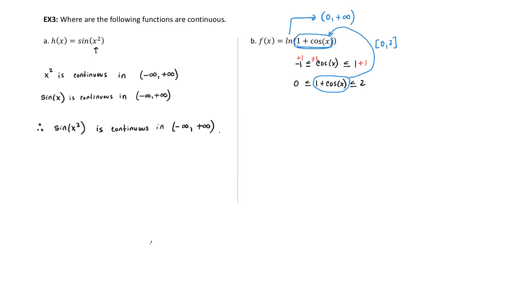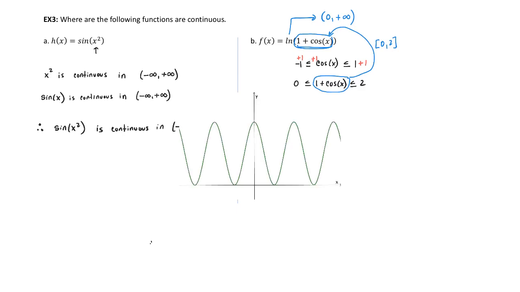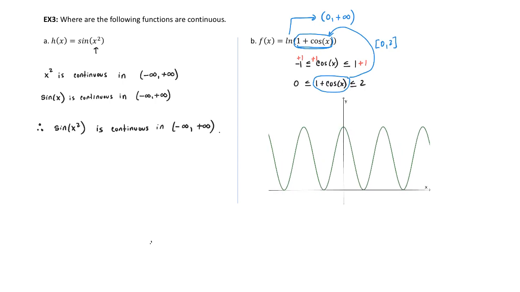Ln is not going to be happy with 0. And the thing is that 0 will happen at infinitely many x values. I would like for you now to visualize the graph of 1 plus cosine. If you notice, here it is. I have it all drawn out here for you. So this is the graph of y equals 1 plus cosine of x.